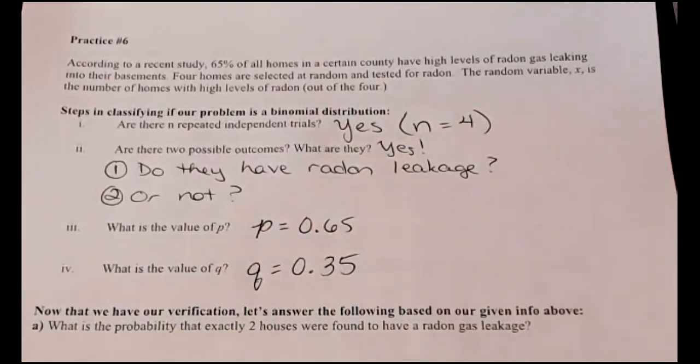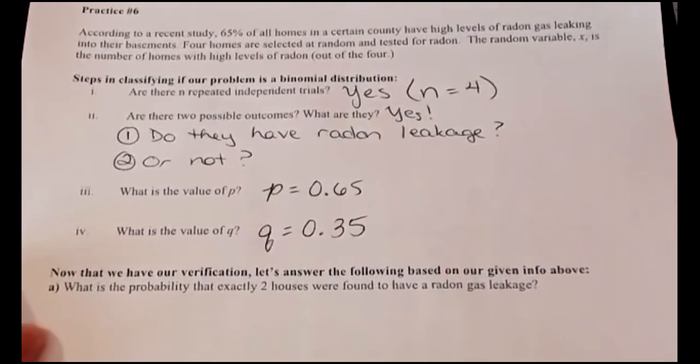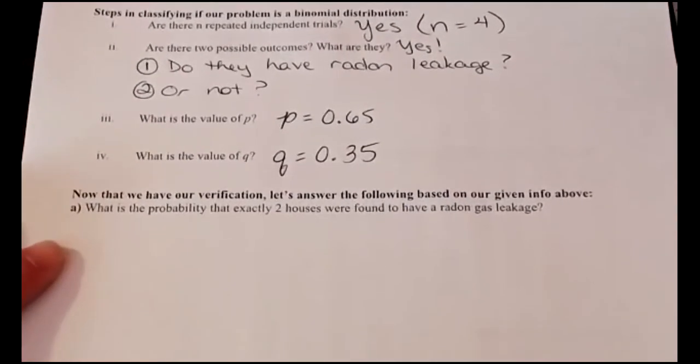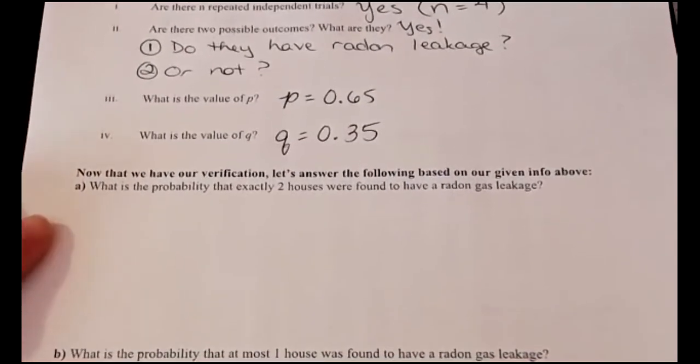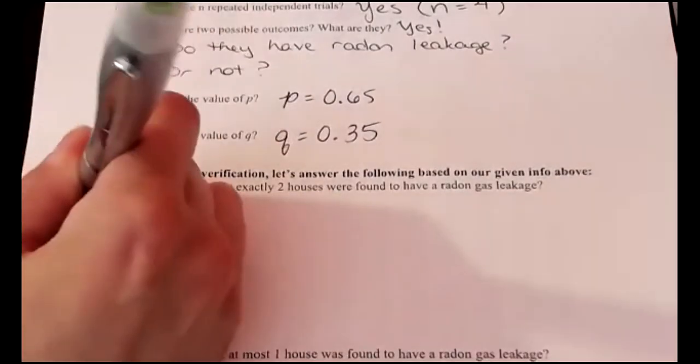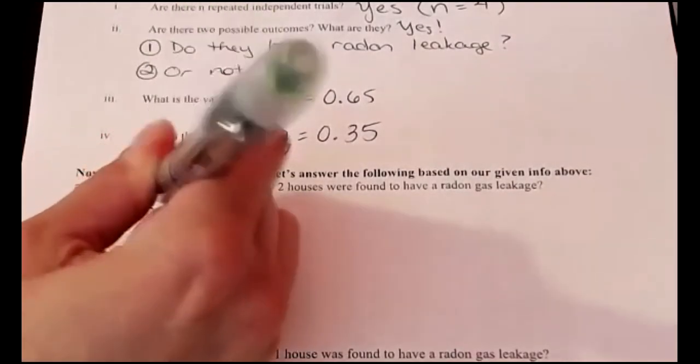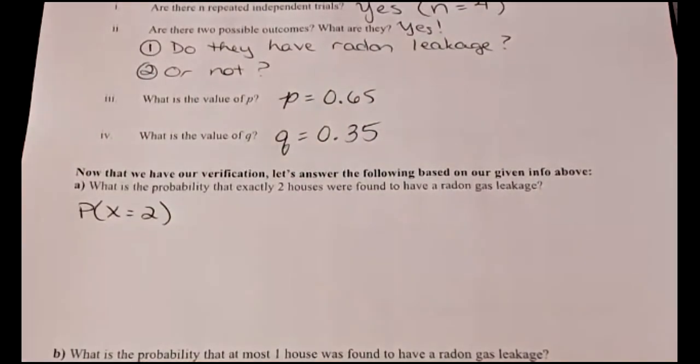Now that we have our verification, let's answer the following based on our given info above. What is the probability that exactly 2 houses were found to have a radon gas leakage? So we want the probability of exactly 2. So we want the probability of X equals 2.